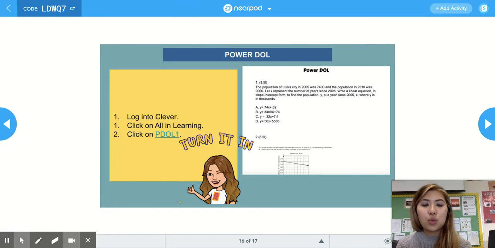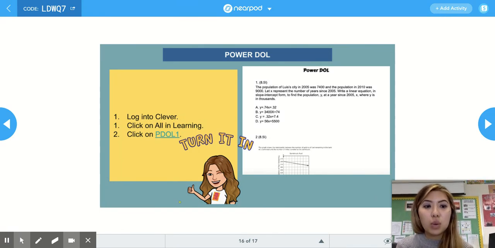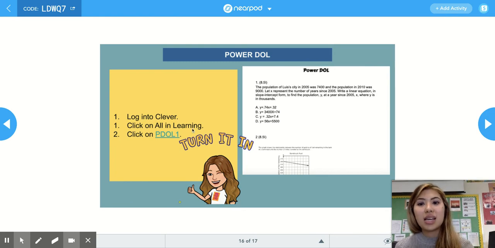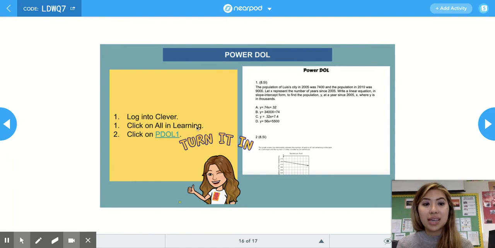There was some questions on the DOL today, and instead of a regular DOL today, there was a power DOL. So it's a 10-question DOL that doesn't just cover today's TEK, but past TEKs. So there's going to be some questions on here that go over today's TEK, or 8.5i. This test will be on All In Learning. And so to get to All In Learning, you have to log into Clever. Then you find the All In Learning app and click on the Power DOL.